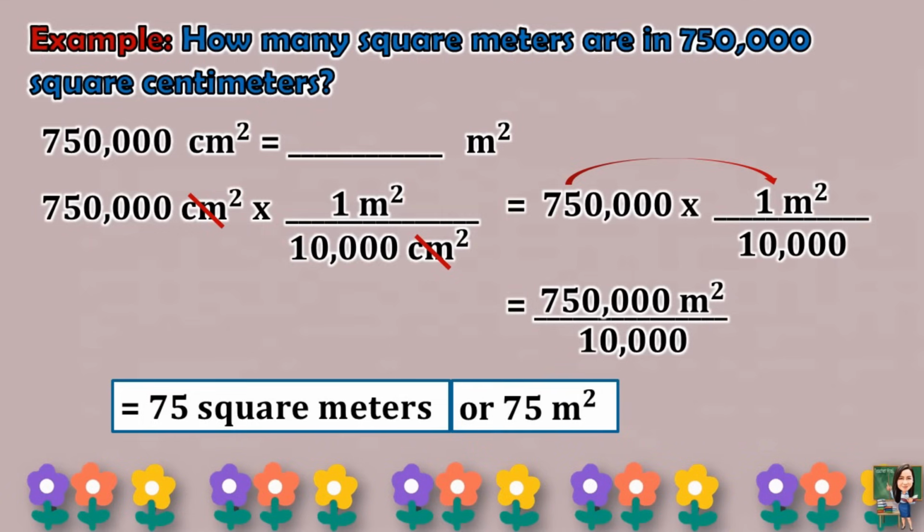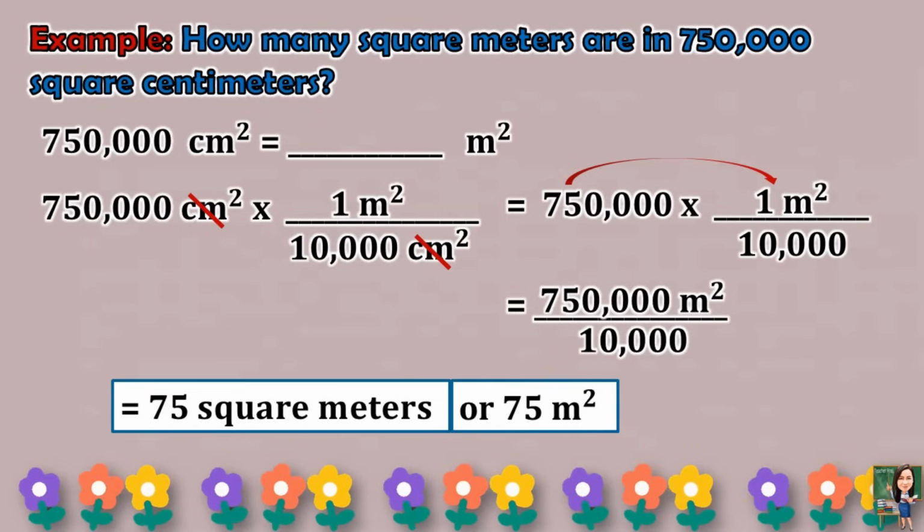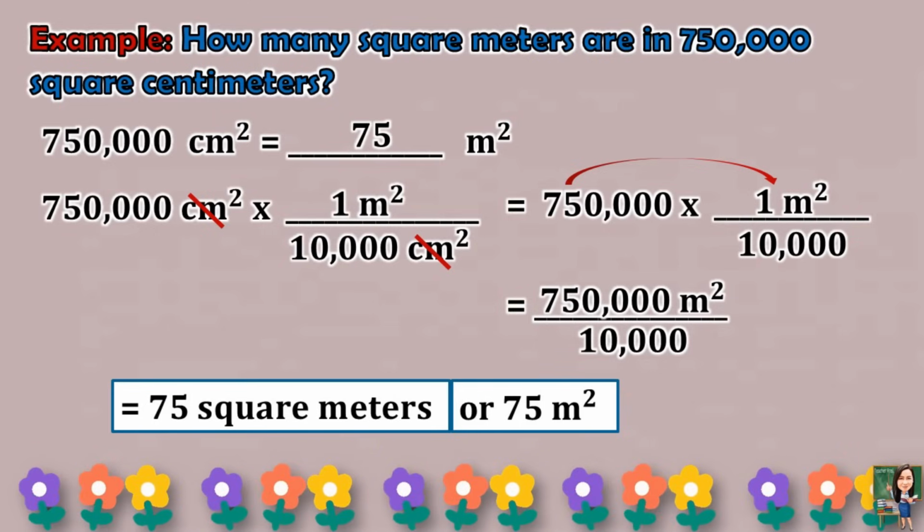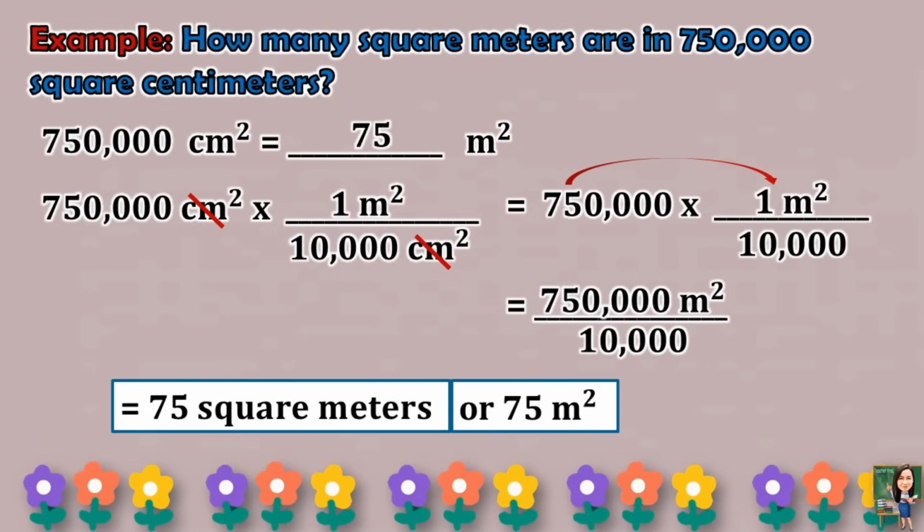You can write it like this. So therefore, the answer is 75 square meters. 750,000 square centimeters is equivalent to 75 square meters. So that is how to convert square centimeters to square meters.